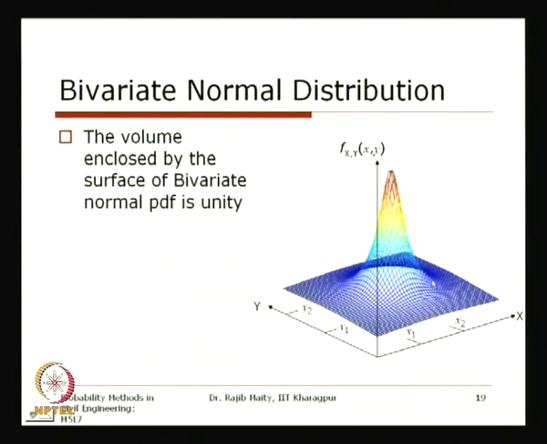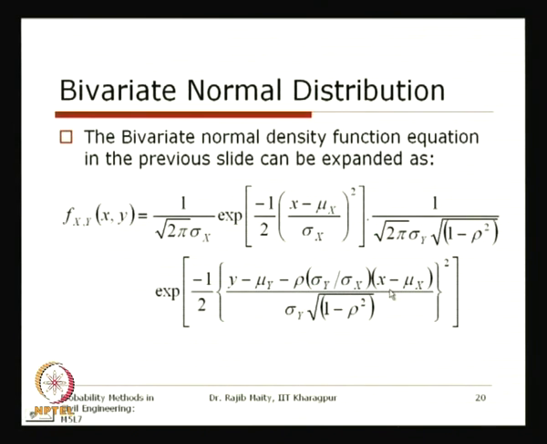That is, the total volume covered by this surface is equal to 1. So the volume enclosed by the surface of the bivariate normal PDF is unity. This is shown here.